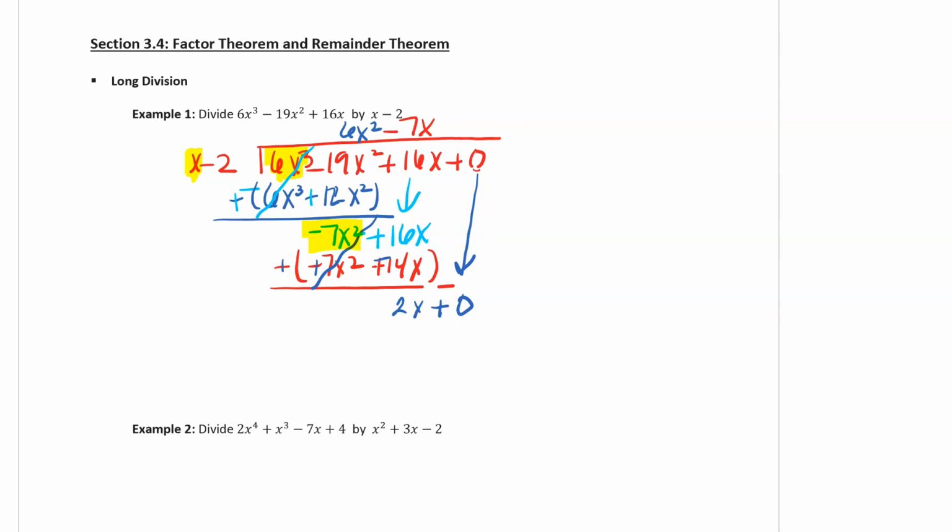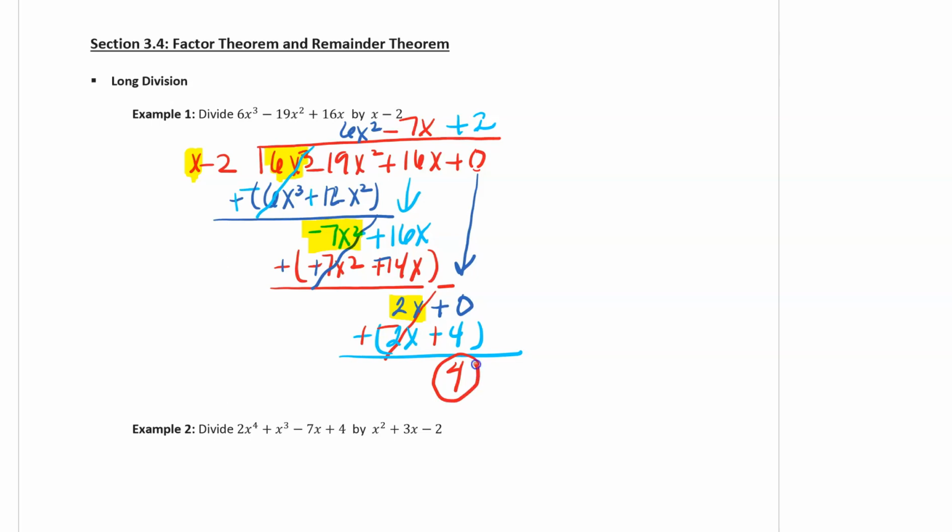Then you compare them again. X times what would give you a 2x? And that would be a positive 2. You can see I'm lining them up. Now that I only have this spot that was left, I've taken it. This will be my last step, so it's just kind of a check mark along the way. Then we'll multiply. 2 times x gives me a 2x. 2 times negative 2 gives me a negative 4, and then I want to subtract this whole thing. So I'm going to change all the signs. 2x minus 2x cancels. 0 plus 4 is just 4.